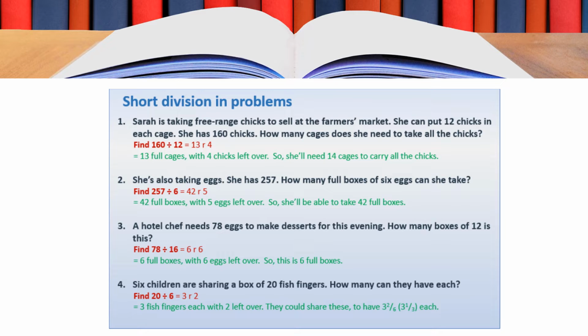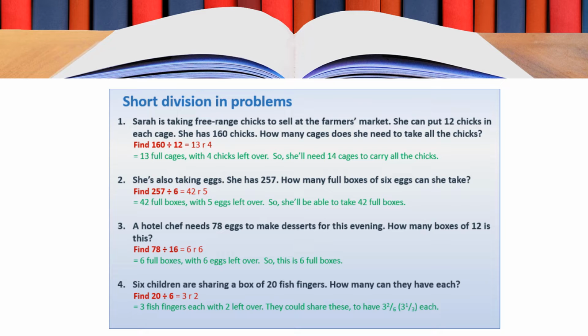So you need to get that 14th cage to carry all the chicks. So in that example, whilst the answer to the question is 13, remainder 4, your final answer about how many cages is 14. Number 2, she's also taking eggs. She has 257. How many full boxes of 6 eggs can she take? So we get the 257 eggs, share them into groups of 6 because you're putting 6 in each box, and we find out that we've got 42 full boxes and 5 eggs left over.